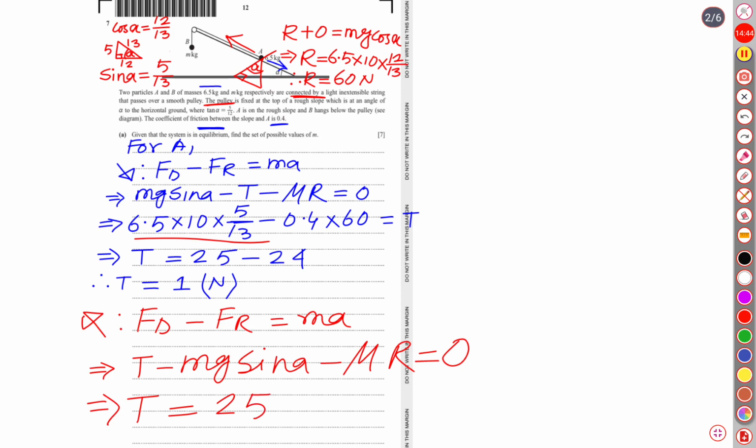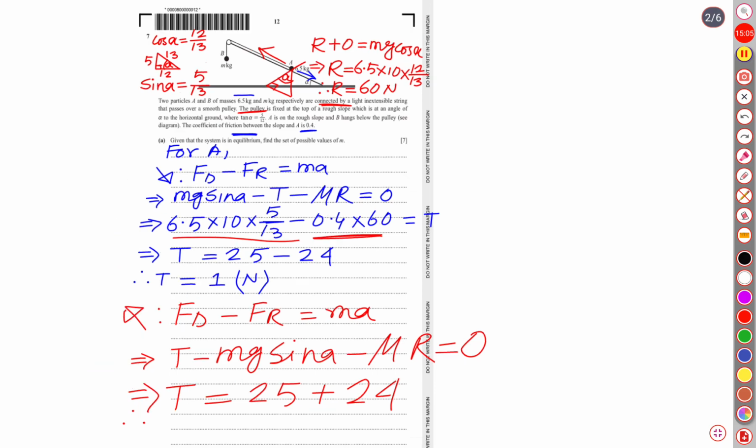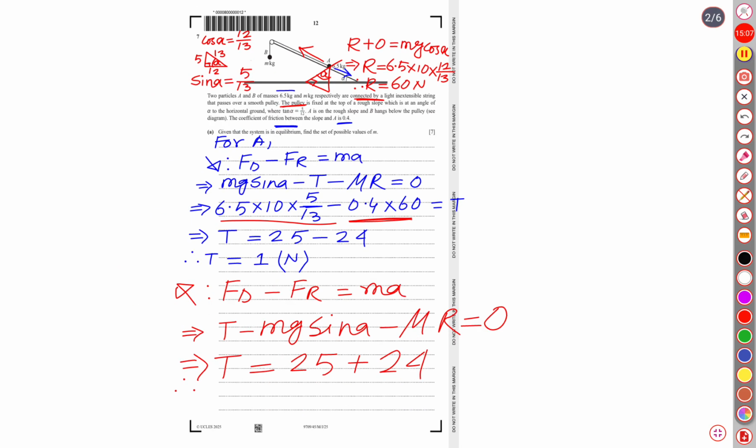Okay, and mu r, already we have found our mu r. Mu r is also 24. It is 24, so plus 24. Just the direction has been changed, but the magnitude is the same. So our tension for the second possibility is going to be how much? 25 plus 24, so 49.